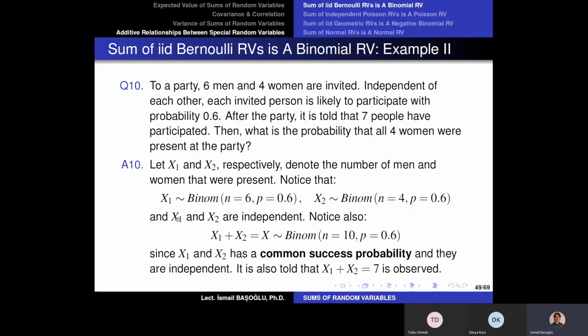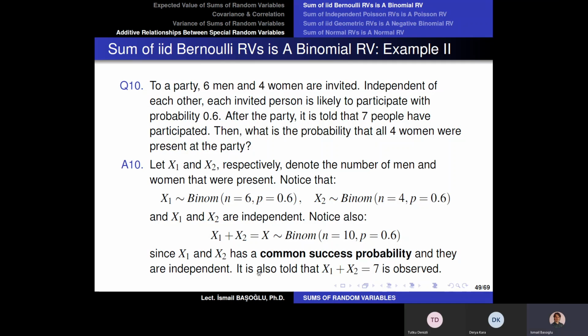We know that X1 plus X2, which is X, the total number of people who are going to participate, is a binomial random variable with size parameter 10 and success probability 0.6. We have this because X1 and X2 have a common success probability. Their success probabilities are the same, and they are independent because each person is independent from each other.